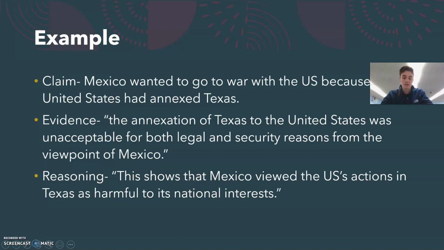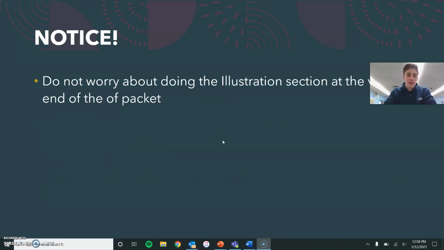Real quick, final thing, guys, do not worry about doing that illustration section at the very end of the packet. Since we are remote on computers, we are not going to make you draw pictures unless you guys have it printed out and really want to. But just go ahead and axe that bottom portion from your packet.